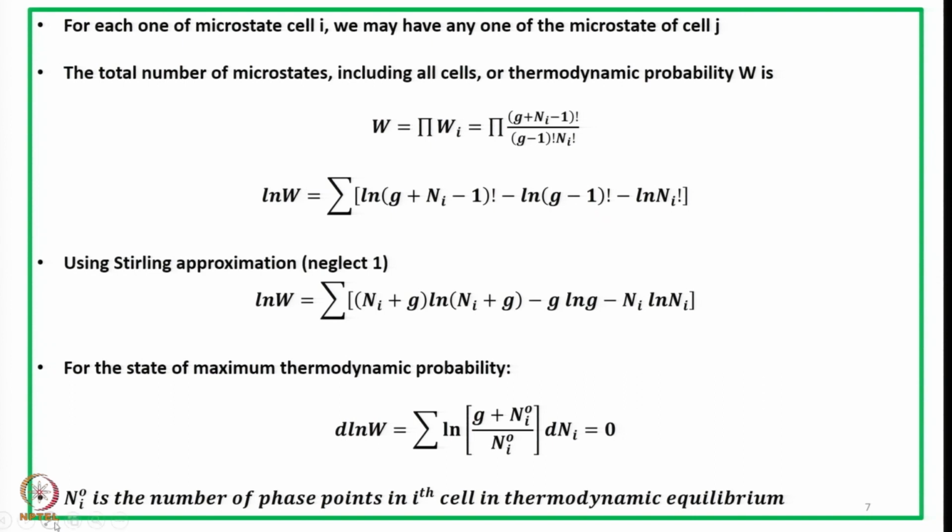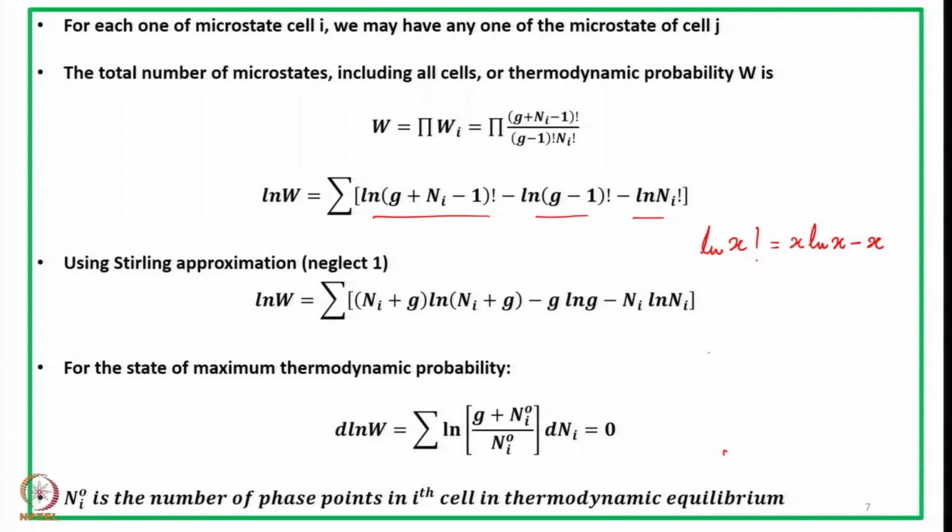What was Stirling approximation? We remember that log x factorial is equal to x log x minus x. Fine. So you apply it to all these. Once you apply it to all these and rearrange, then by using Stirling approximation, you have log W is equal to summation of (Ni plus G) log (Ni plus G) minus G log G minus Ni log Ni.